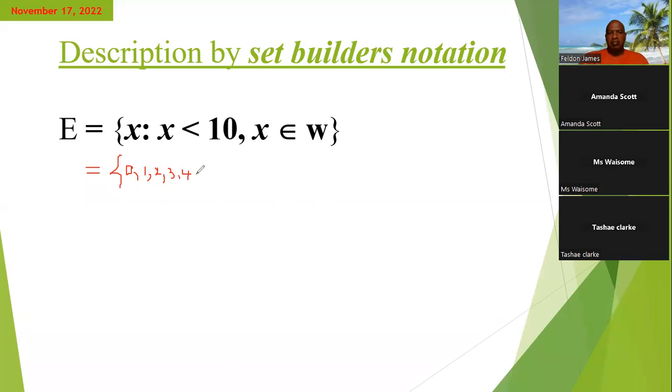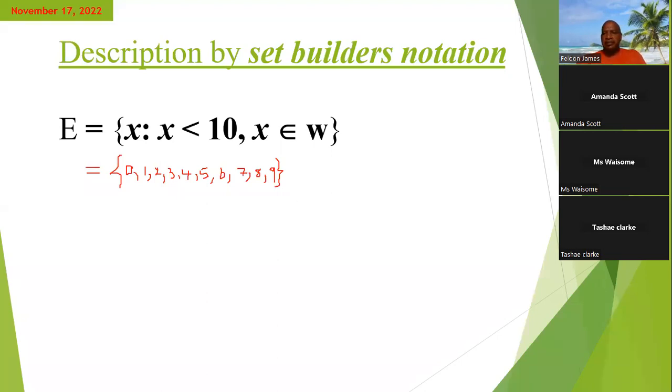The set is X such that X is less than 10, or X is an element of whole number. So it's a member, sorry. It can be either an element or a member of whole number, right? So the numbers inside here would have been whole numbers from 0 to 9, less than 10.